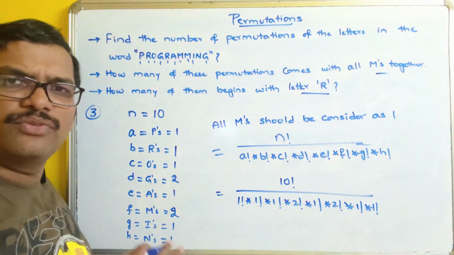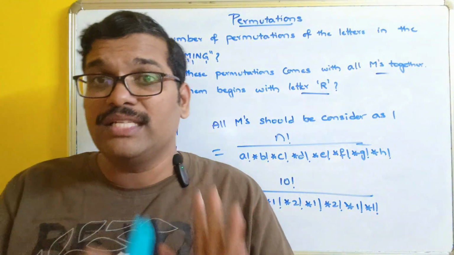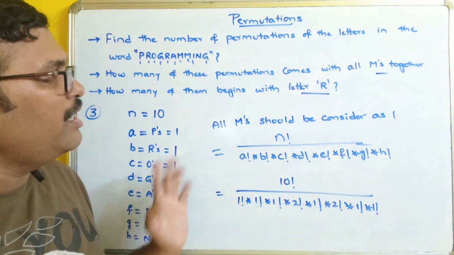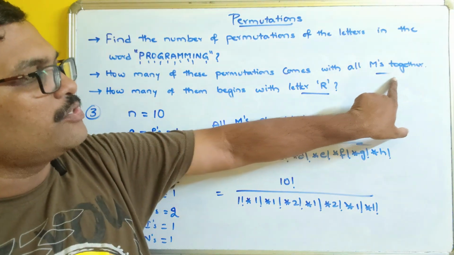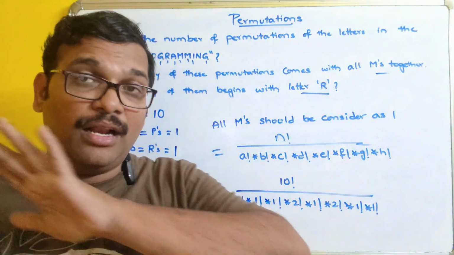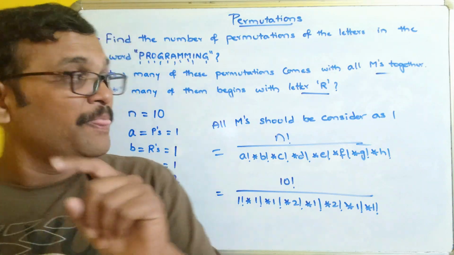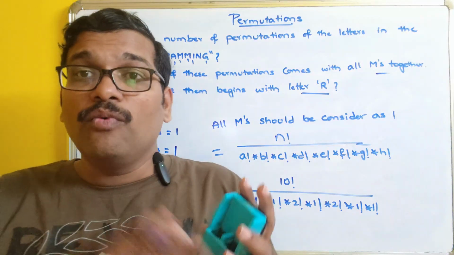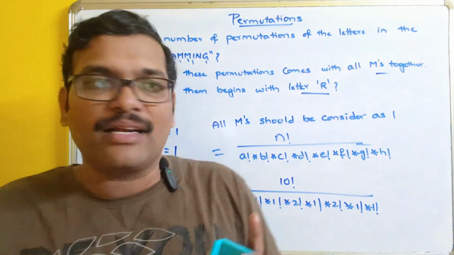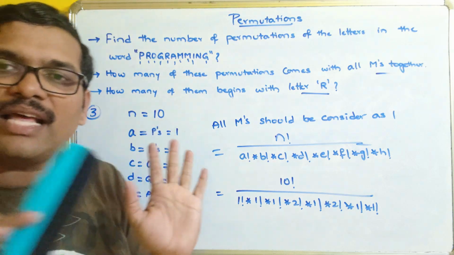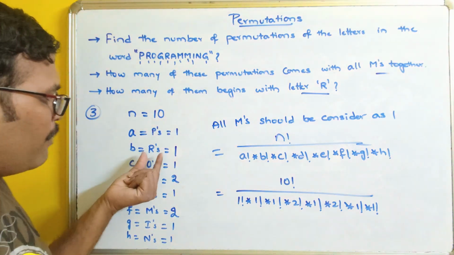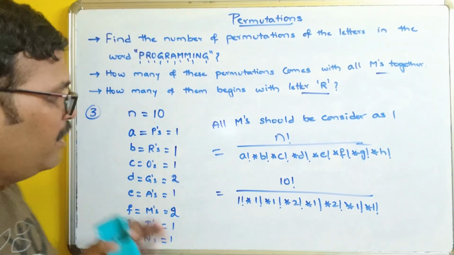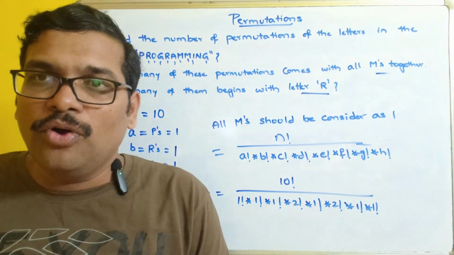Same formula, we are not deviating from the formula, we are using the same formula based upon the constraints. We are just making the difference. In the second case, we are asked to find all m's together, so we consider the m's as a single character. And in the third case, how many of them begin with R? The first character has been fixed and we have to arrange the remaining 10 characters. So we are taking the total number of characters as 10, and reducing the number of R's to 1 because the first character is already fixed. Right? So hope you understood this one.